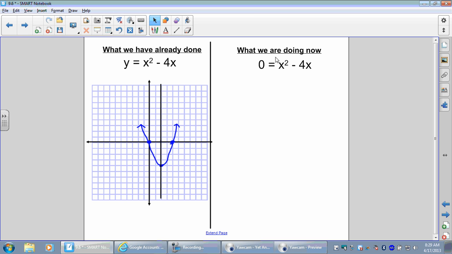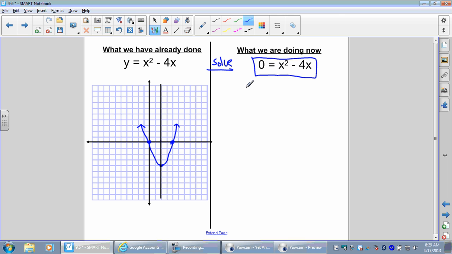Now what we're going to be working on is this. What's the difference between this one and this one? One of the things you probably notice right away is that this one has 2 variables, y's and x's, where this one only has x's. And the instructions here are going to be to solve quadratic equations. Now, what does it mean to solve something? It means come up with the values of x that make this true.